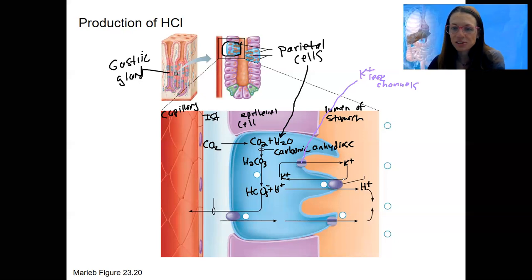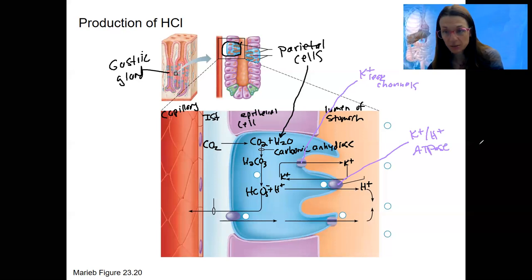This thing has a special name. It's pumping things against their concentration gradients. It's a K plus H plus ATPase. Kind of like a sodium potassium pump. It is an ATP pump, just for potassium and hydrogen instead of sodium and potassium. Pretty cool. So that allows this to be inside the cell. That's what we wanted.